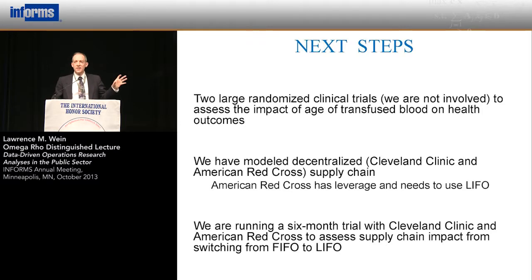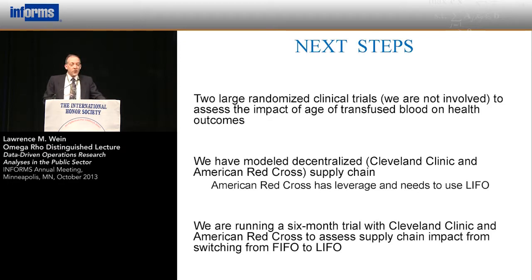It turns out Stanford is a centralized supply chain. They own their own blood bank. They own their own blood center, and here Cleveland Clinic gets their blood from American Red Cross. So in this case, when you have 2 players in the supply chain, it's the upstream players, that is the American Red Cross, who really has leverage in the system. So they're the ones that really have to use LIFO.